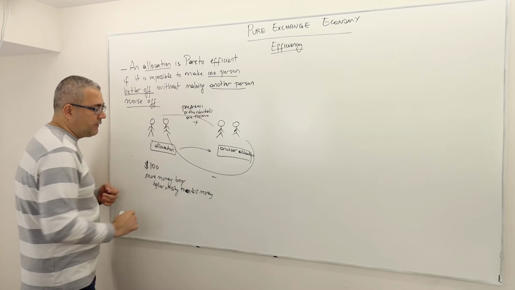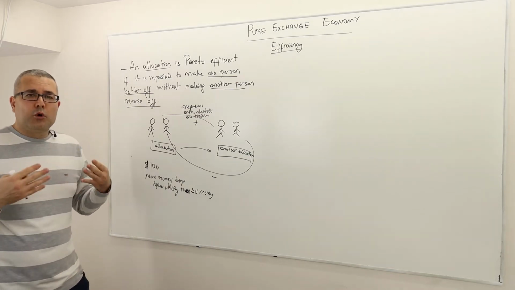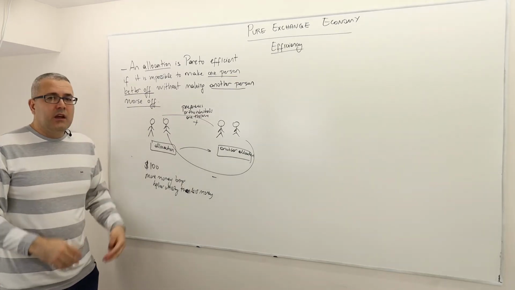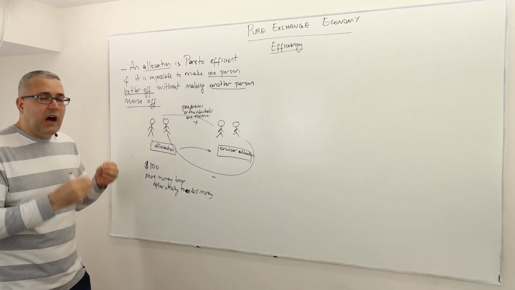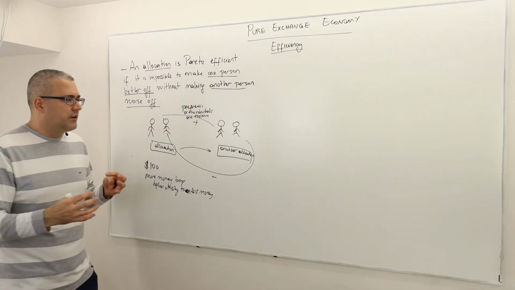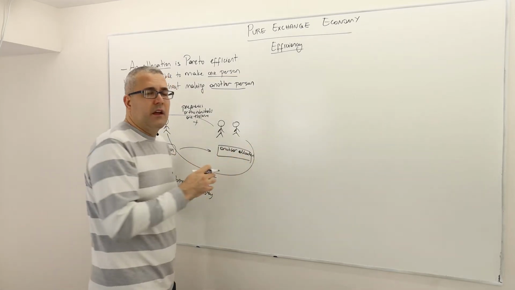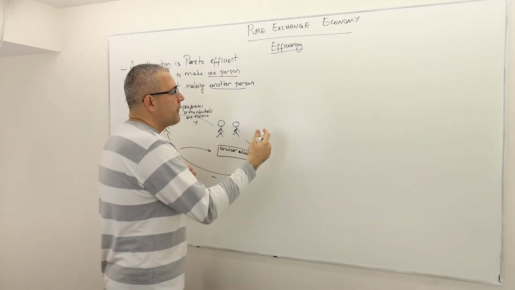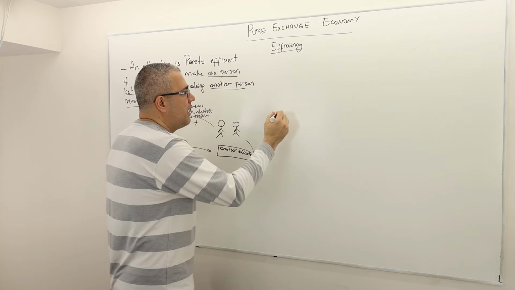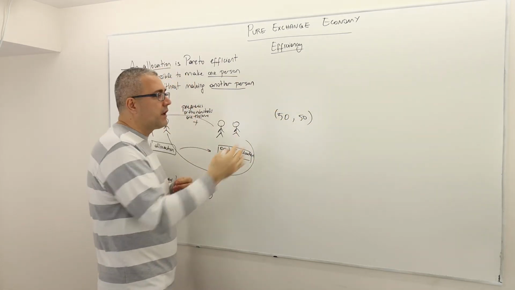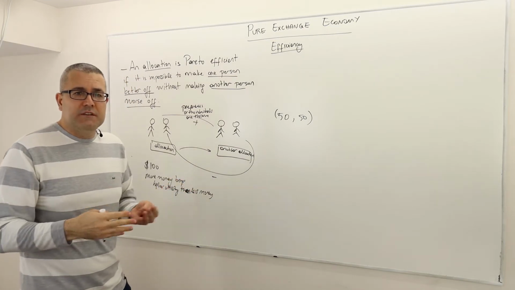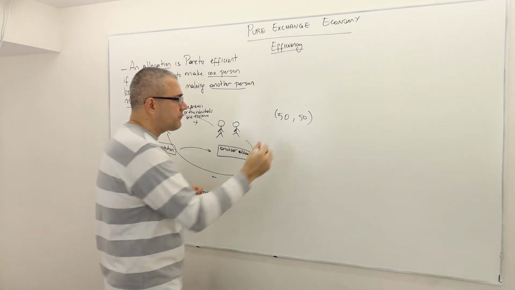Okay? So everybody prefers more money. So here, then, what is an allocation? An allocation is basically how these guys are going to split the $100. You can think of the general way, one specific example, 50-50, right? So this is one allocation. That means each receives exactly the same amount of money.